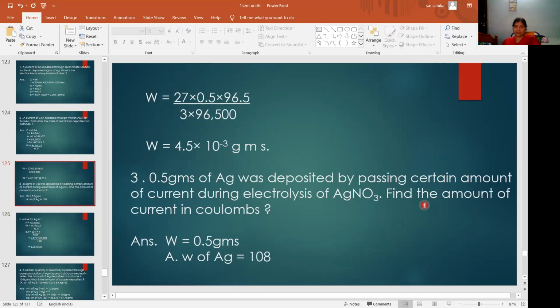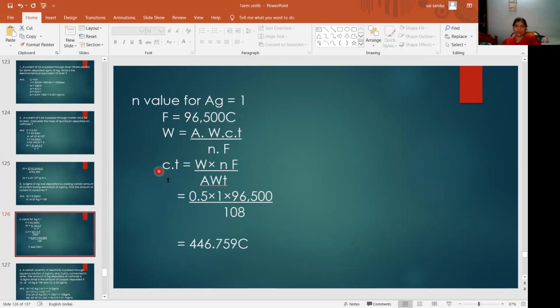So what he asked: find the amount of current in coulombs. That means C into T is nothing but Q. That means you have to calculate C into T, which is Q. So C into T is Q, bring it outside, then what will it become? W into N into F by atomic weight. So 0.5 into 1 into 96,500 by 108. So all factors are there. You substitute all those factors, and what answer are you getting?